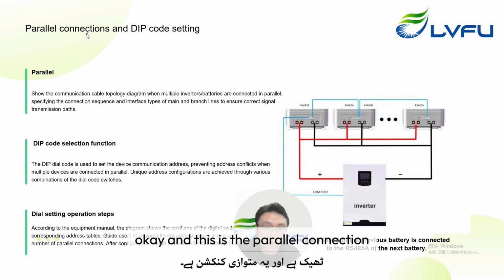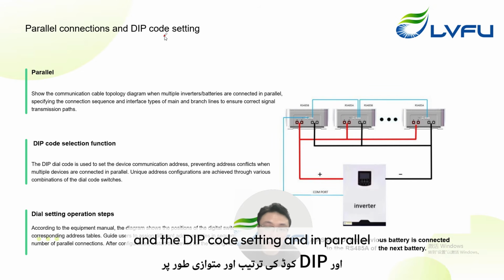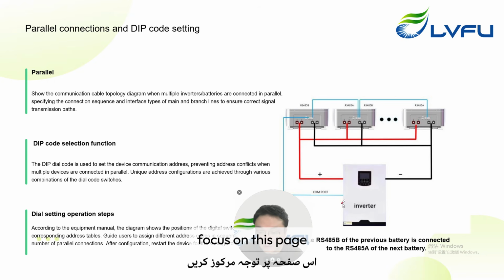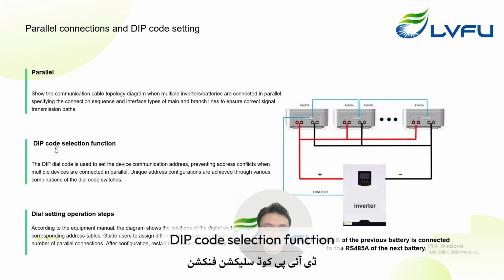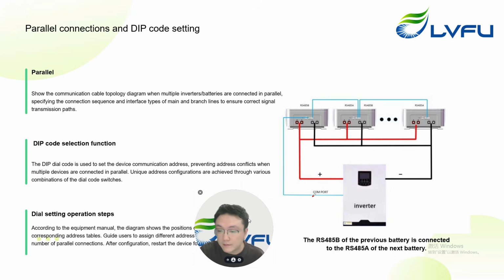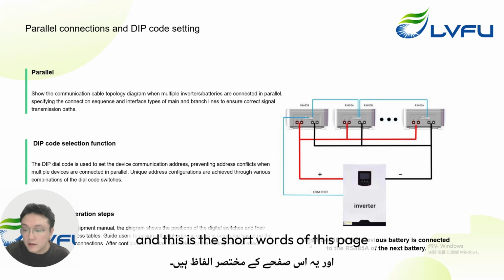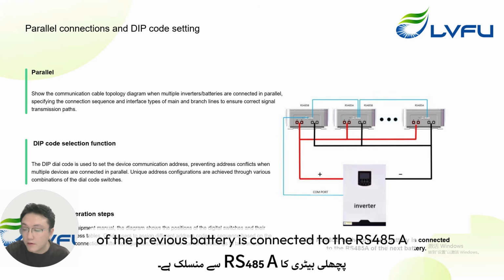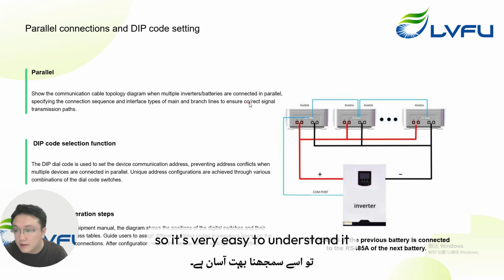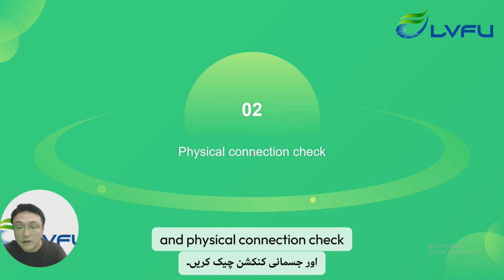This is the parallel connection and the DIP code setting. When you install 2 or 3 or more batteries, you need to focus on this page, the DIP code selection function, and the communication cable. In short, the RS485B of the previous battery is connected to the RS485A of the next battery. So it's very easy to understand. You can see this picture.